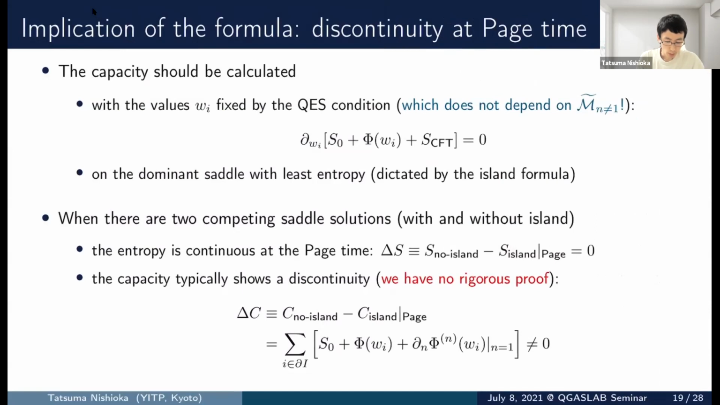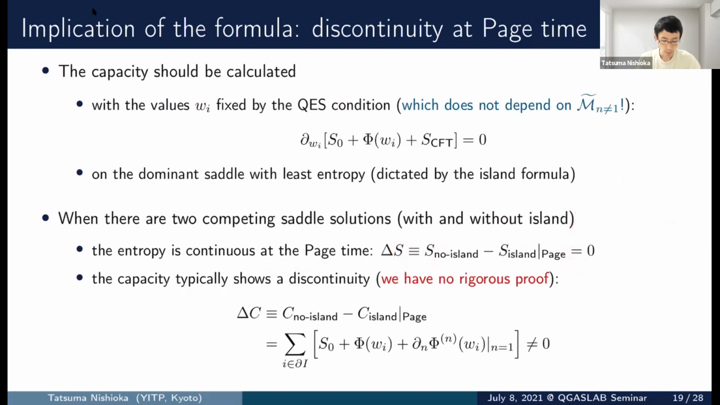The second point is that entropy is automatically continuous at the Page time because we are supposed to take the least configuration of the entropy. Namely, if you have two configurations, one with an island and the other with no island, they may compete with each other. The island formula tells us that we should take the configuration with smaller entropy. At the Page time they switch, but at the Page time the difference of their entropy is automatically zero. That's why you get the Page curve like this.